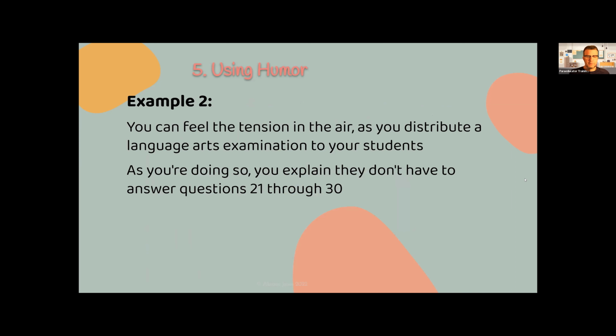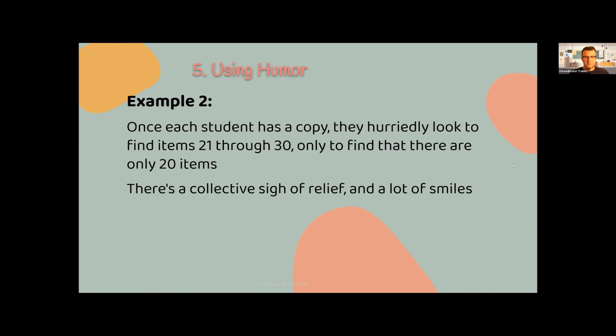Second example, you can feel the tension in the air as you distribute a language arts examination to your students. As you're doing so, you explain they don't have to answer questions 21 through 30. Aha, surprise. There are only 20 questions. Once each student has a copy, they hurriedly look to find items 21 through 30, only to find that there are only 20 items. Everybody sighs and there's a lot of smiles.